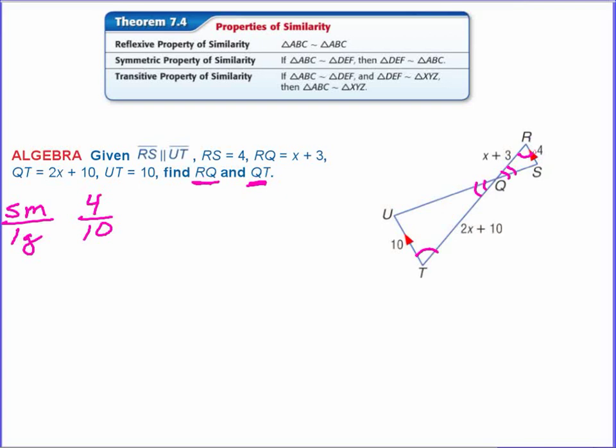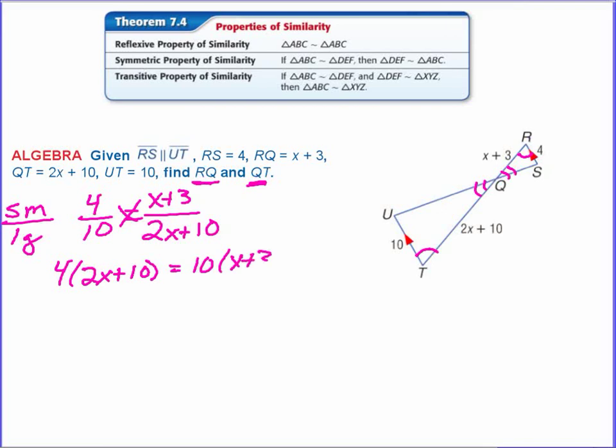So that means we just need to rotate it, and the 4 matches up with the 10, and the x plus 3 matches up with the 2x plus 10. So that's equal to x plus 3, the small triangle over the large triangle. Cross multiply. 4 times 2x plus 10 is equal to 10 times x plus 3. I'm going to go ahead and distribute. You get 8x plus 40 is equal to 10x plus 30. Go ahead, and 10 is equal to 2x, and x is equal to 5.